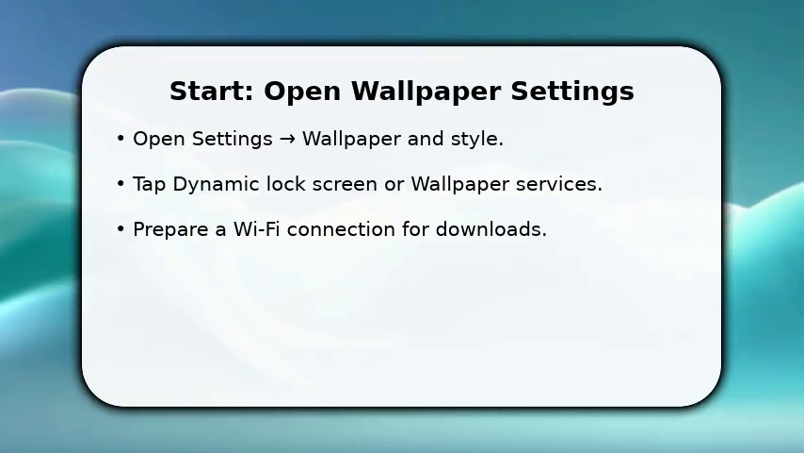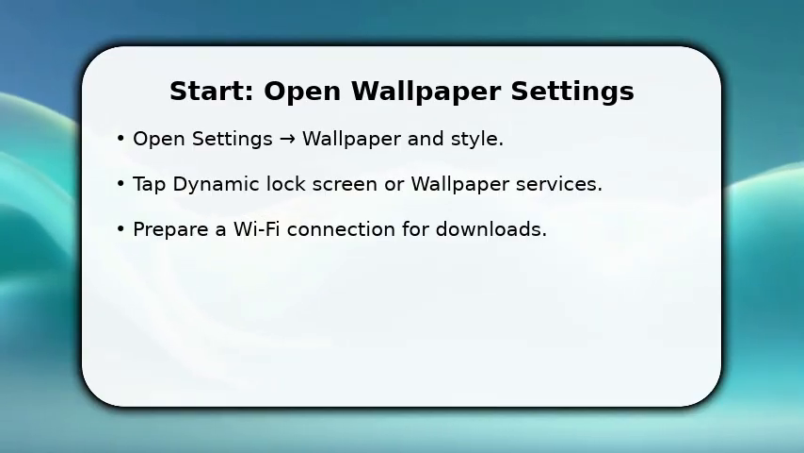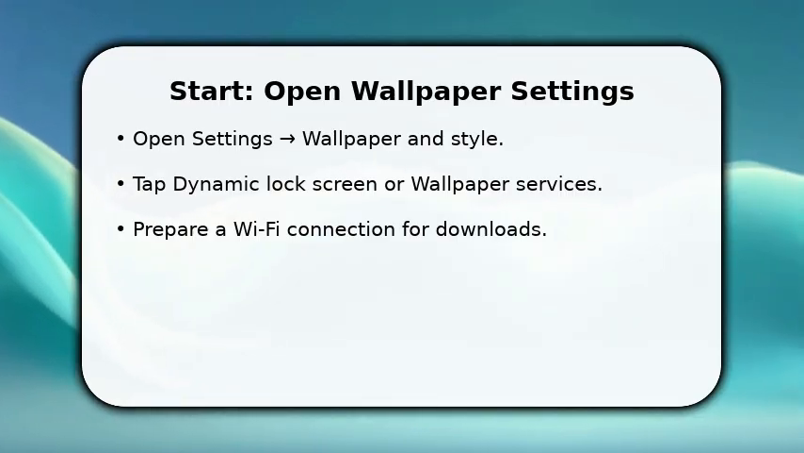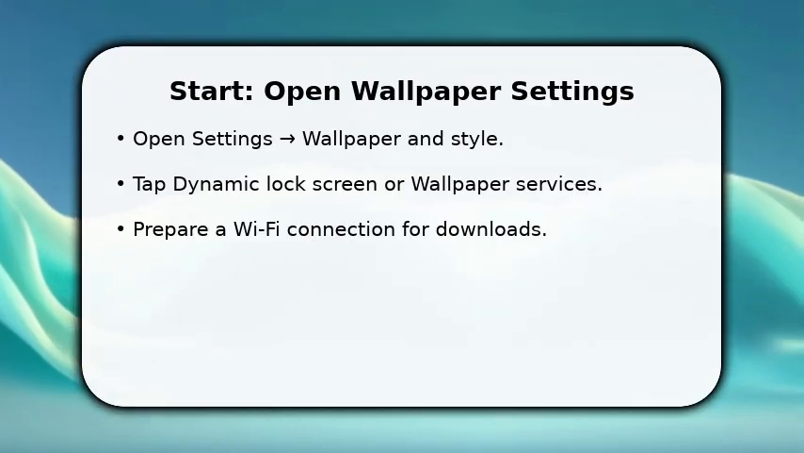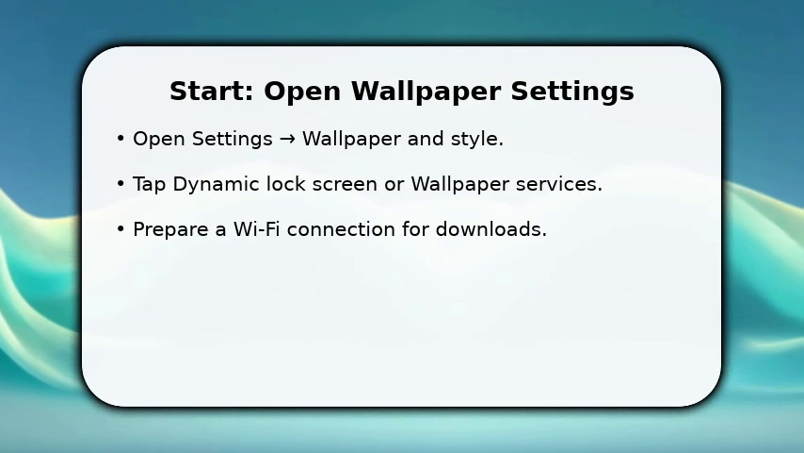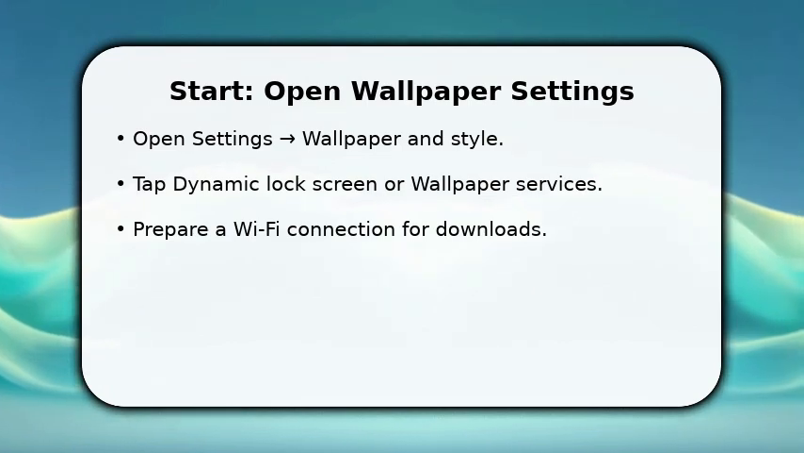Make sure you're on Wi-Fi because collections download images. This avoids mobile data charges and speeds up previews. You'll see available collections. Select one briefly to preview. Once done, proceed to configure rotation options and permissions so the phone can update the lock screen automatically.